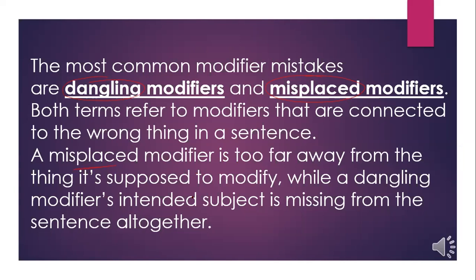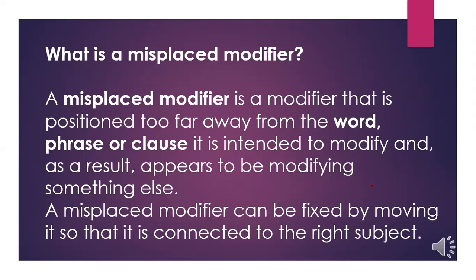While a dangling modifier is when the modifier's intended subject is missing from the sentence altogether. يبقى الدانجلينج ما بيوصفش حاجة. الدانجلينج ما بيوصفش حاجة أصلا, لكن the misplaced one, probably it describes a wrong subject. طيب تعالوا نشوف examples على الكلام.